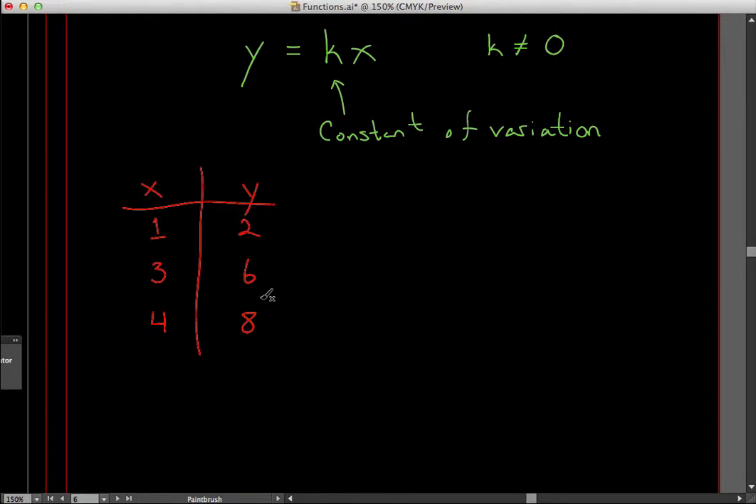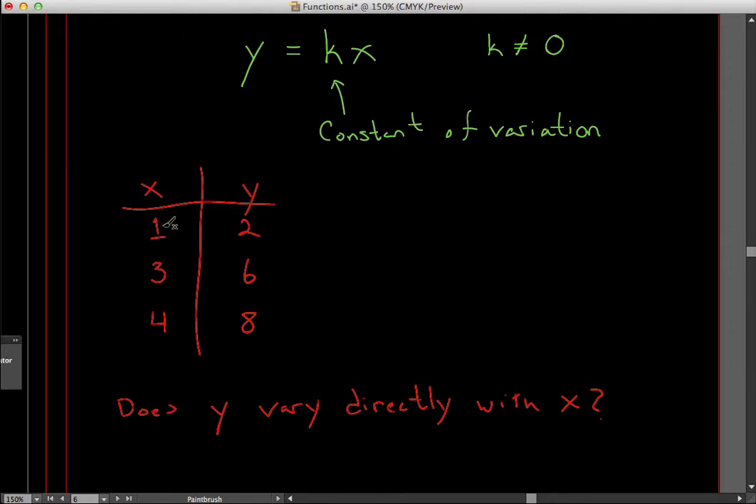All right, now we're asked, for this table of values, does y vary directly with x? So is there direct variation? Well, let's look at it.